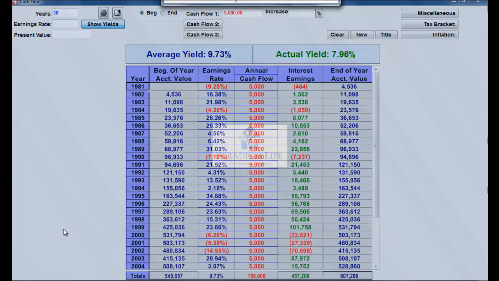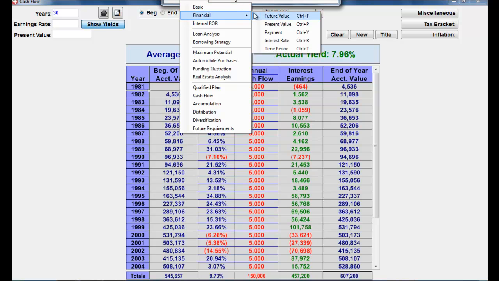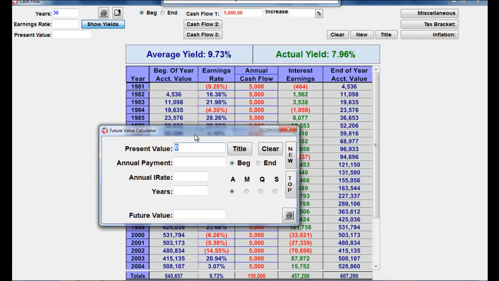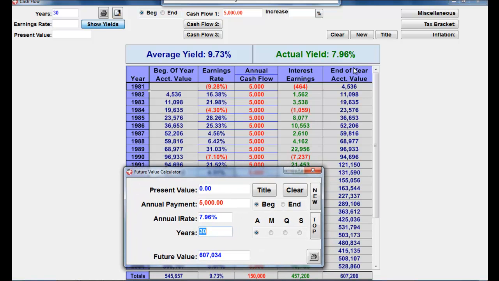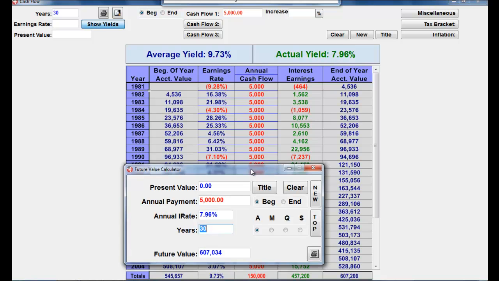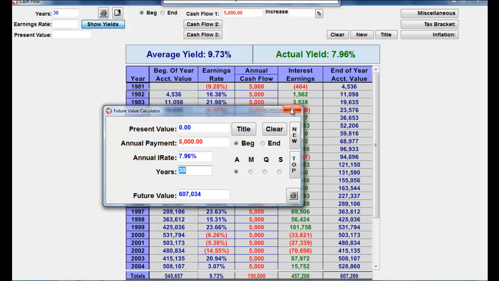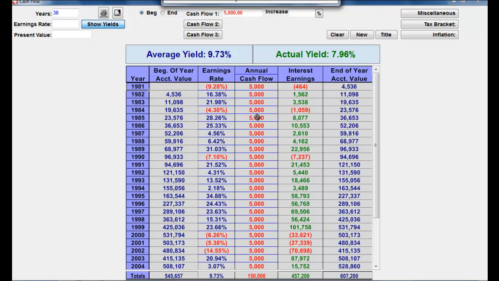So let's go and look at just a simple future value calculator and type in $5,000, annual rate 7.96, years 30. Okay, you wind up with 607,034, and that's because this is probably 7.952162, multiple decimal points there. So yeah, this is your actual yield. It's almost 2 points below what the average yield is.